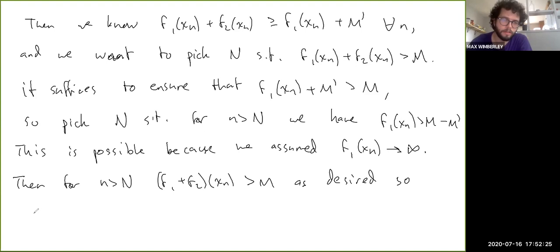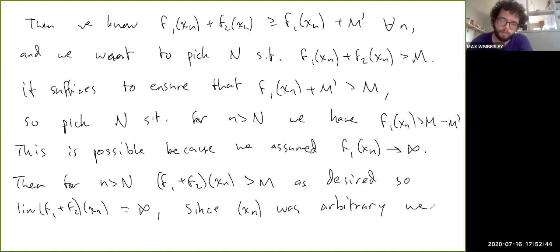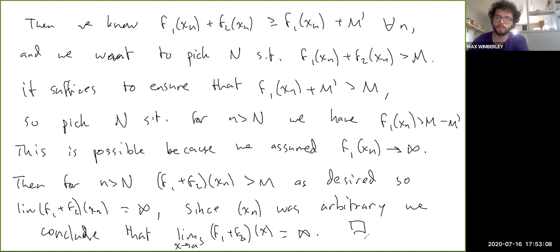So the limit of f1 plus f2 of x_n is infinity, and since x_n was arbitrary, we conclude that the limit as x approaches a along S of f1 plus f2 itself, as a function of a continuous variable, is also infinity, which is what we were trying to show.